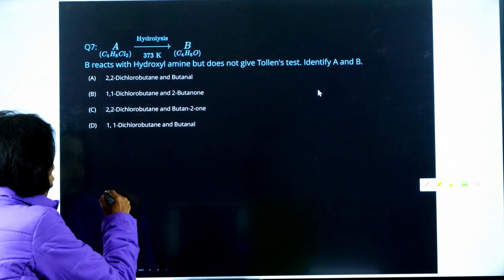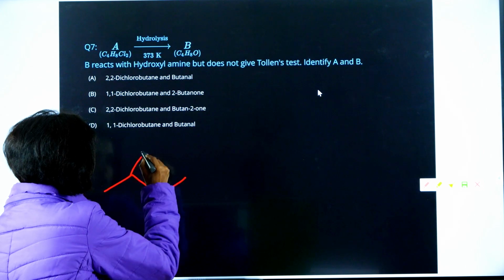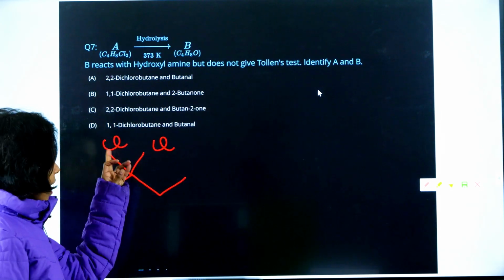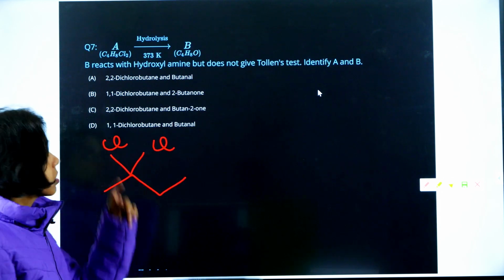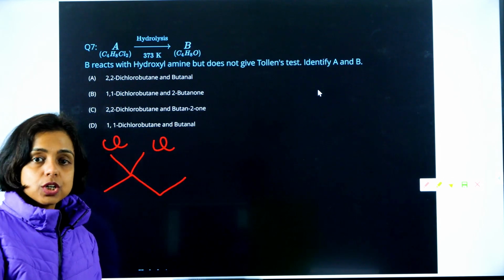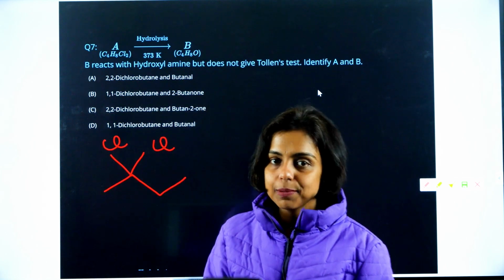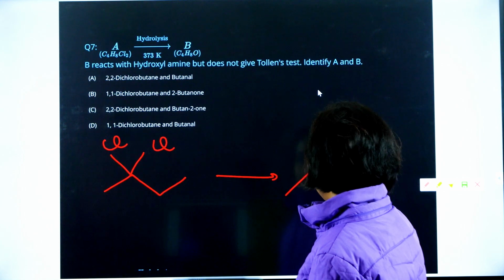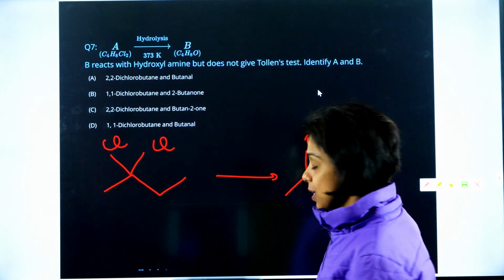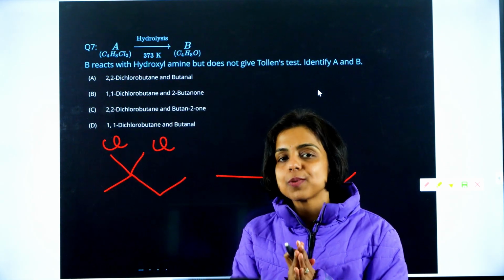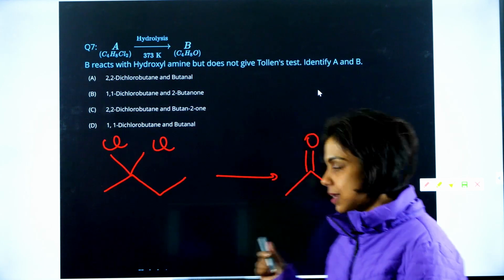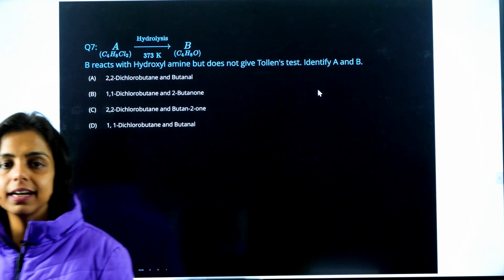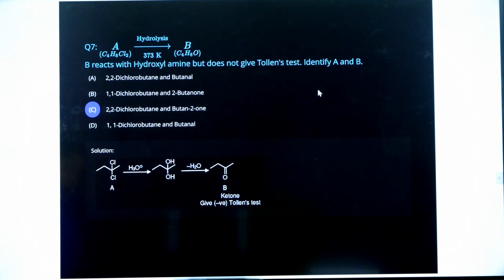But the C option which we have is 2,2-dichlorobutane. So I have 2 chlorines here. On hydrolysis, they will get converted to OH. 2 OH on the same carbon is highly unstable. They will lose water and become C=O. So both the Cl are replaced by OH on hydrolysis, they will lose water and become this ketone, right? So the answer to mark for A and B indeed is the C option, right?